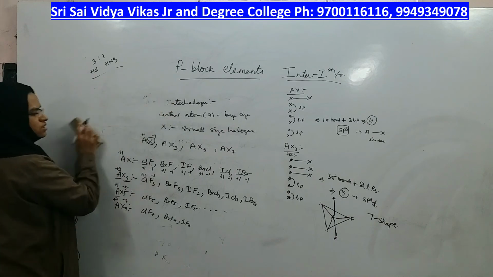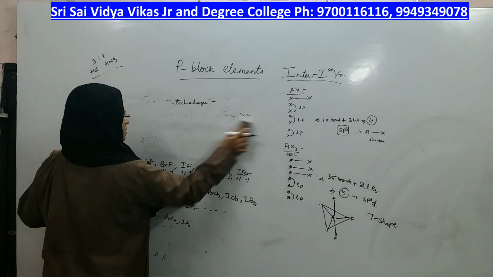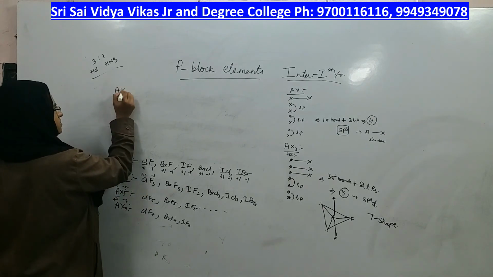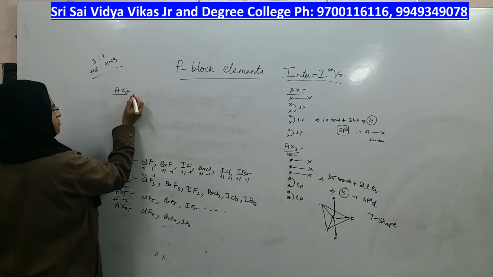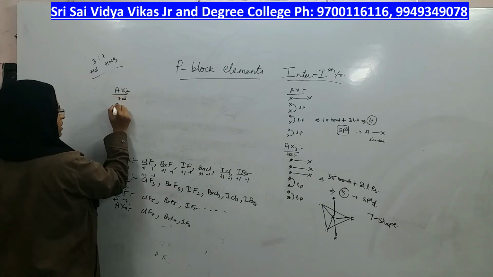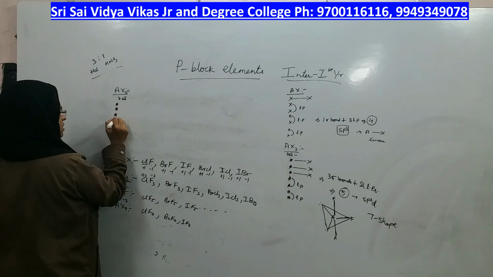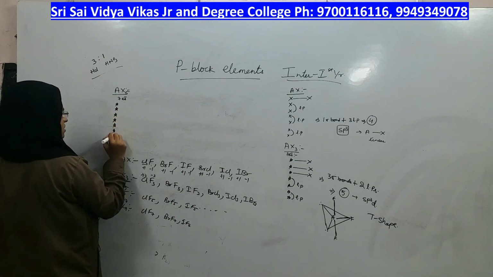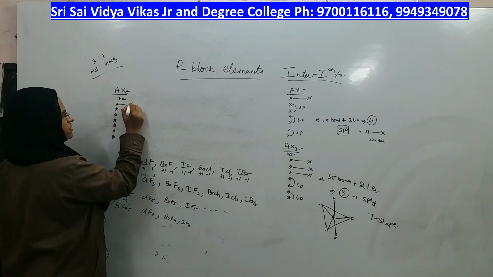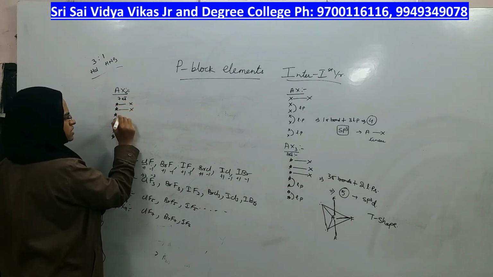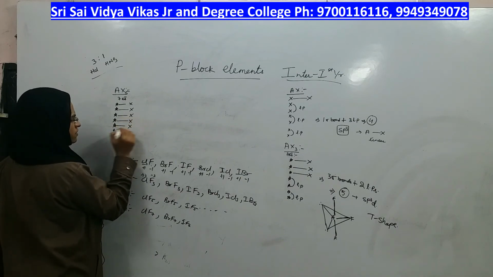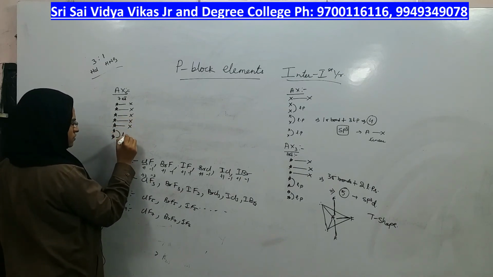AX5. In AX5 also, who is the central atom? In halogen only, AX5, right? Here also how many electrons? 7 electrons. 1, 2, 3, 4, 5, 6, 7. Out of 7 electrons, 1 electron forms a bond with one halogen, second forms a bond with second halogen, third with third halogen, fourth with fourth halogen, fifth with fifth halogen. The remaining 2 becomes one lone pair.